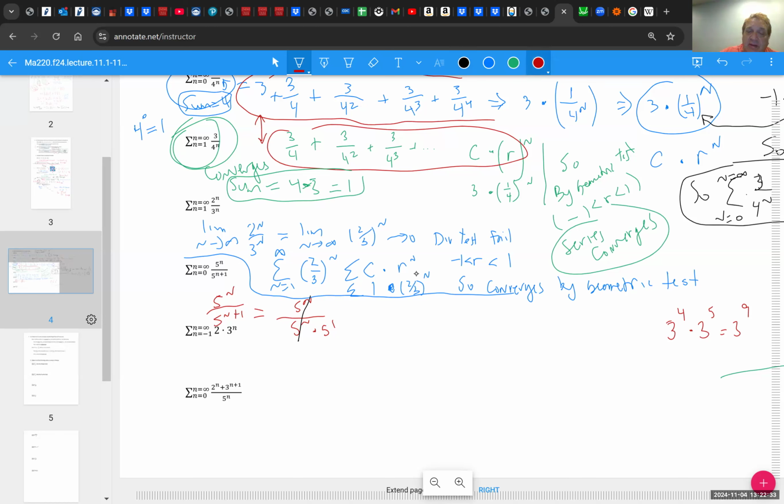Okay, so what does that tell us? Our original series of 5 to the n over 5 to the n plus 1 algebraically simplifies. We didn't do any fancy calculus. We just did some basic exponent simplification to 1 over 5 to the 1. 5 to the n and 5 to the n divide out. 1 over 5 to the 1, by the way, is the same thing as just 1 over 5, because 5 to the 1 is 5. So this is just 1 over 5.